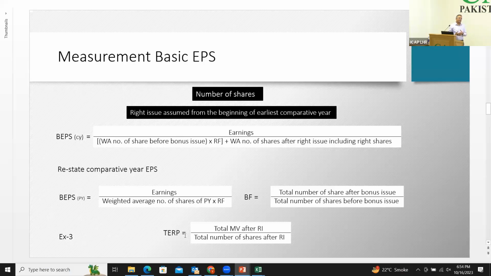The rest of the things are the same. It will be multiplied by the weighted average number of shares before the rights issue, and then simply you will add the weighted average number of shares after the rights issue to the before-rights-issue weighted average number of shares, and you will multiply the weighted average number of shares of the last year with the fraction, market value divided by theoretical ex-rights price. You change the weighted average number of shares and you recalculate the basic EPS as well as diluted EPS. It's very important that shares issued other than at market value restate the comparative year basic EPS as well as diluted EPS.